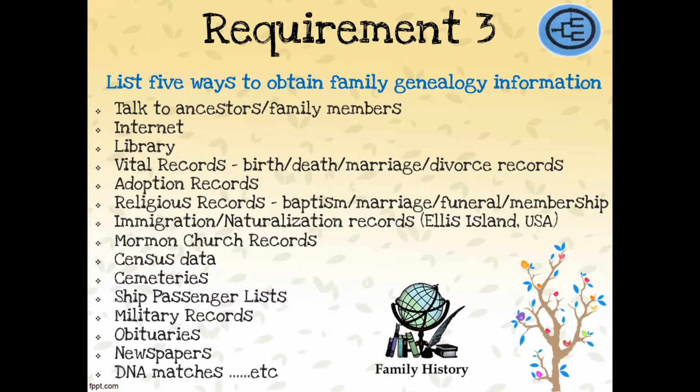You can find it often in libraries. You can look for vital records, so birth, death, marriage, divorce records. You can look for adoption records. It's a little more difficult when you're looking for adoption files, but those are resources. Religious records. You can search for church records, for baptism, for marriage, for funerals, for the people who were members of the church. You can check for immigration and naturalization records.